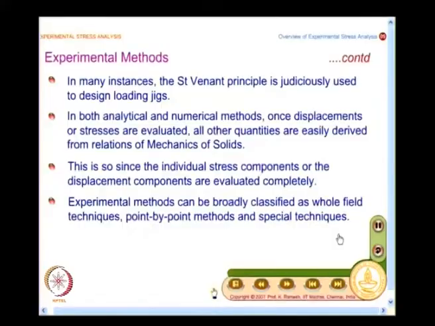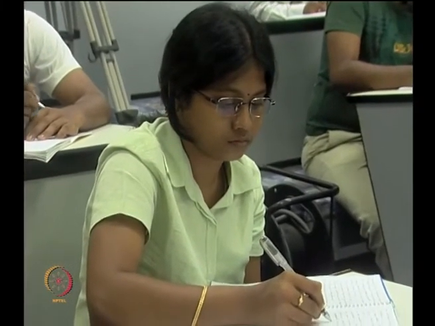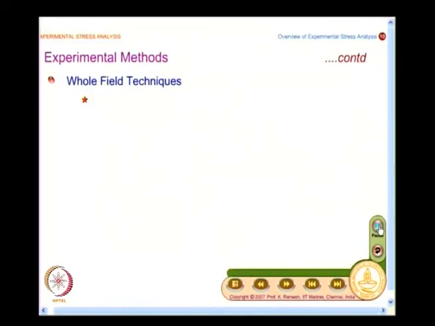So, this is one restriction that you have to live with. Once you come to experimental methods, there are many experimental methods available. They are broadly classified as whole field techniques and point by point methods. If you look at whole field techniques, they are essentially optical techniques, and you have a great many of them, and newer techniques are also being developed day after day.